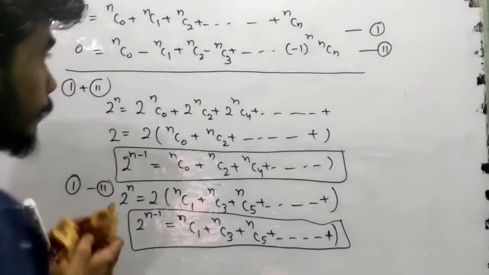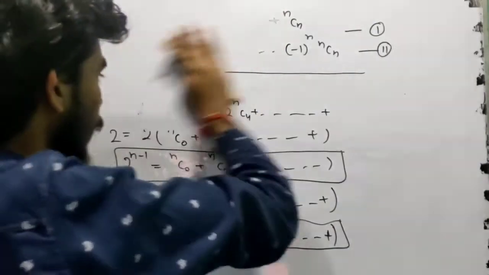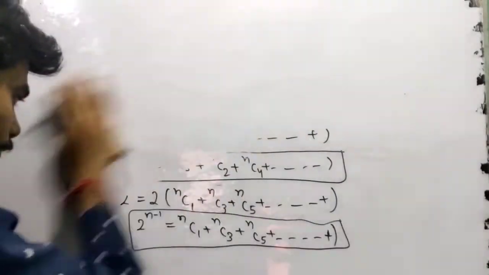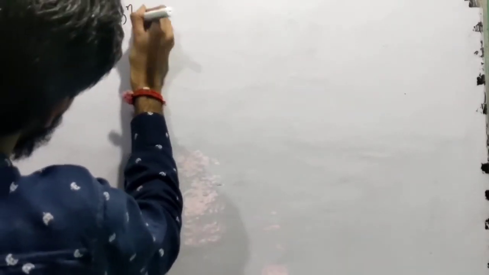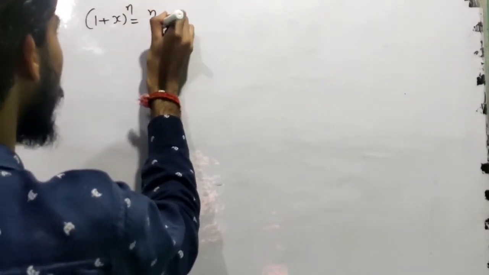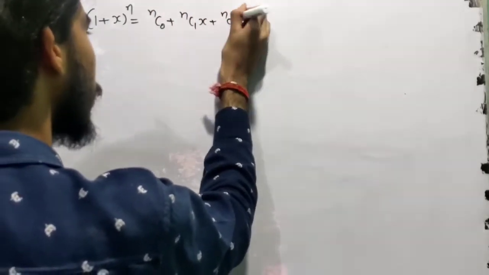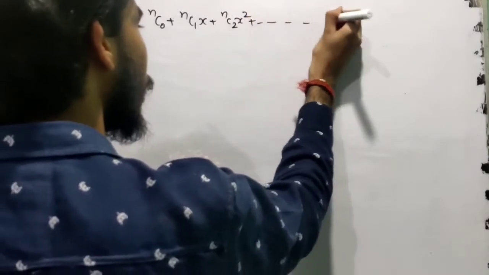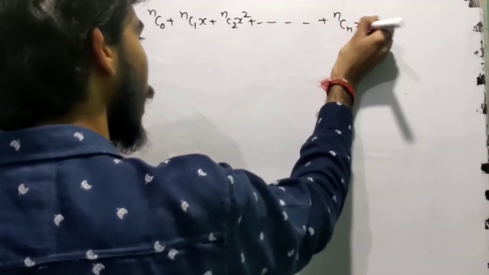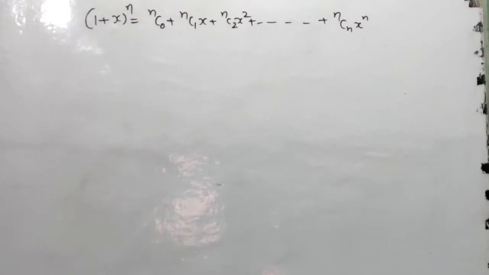So for the other properties, I am again going to use the expansion of (1 + x) to the power n. The expansion of (1 + x) to the power n is nC0 + nC1 x + nC2 x squared + ... + nCn x to the power n. So I am going to use this expansion.